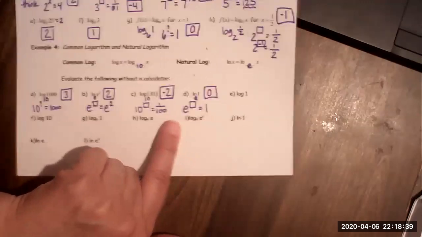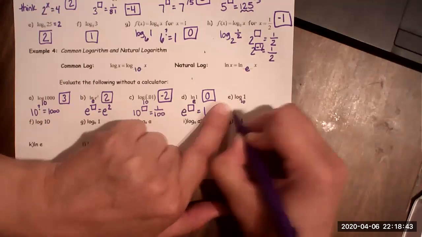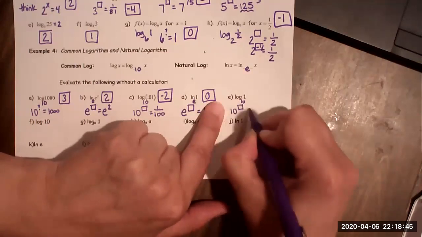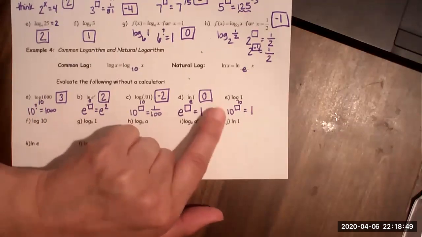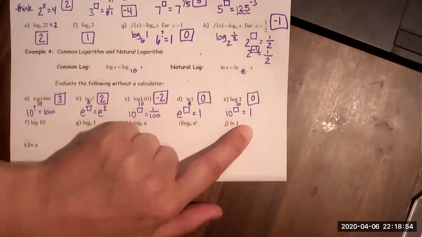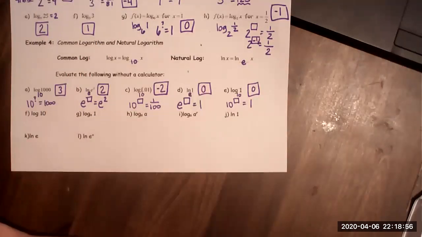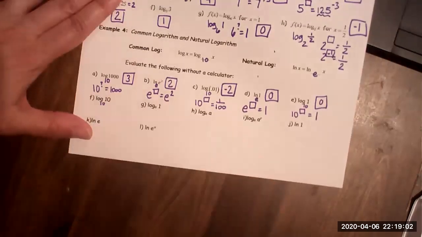Okay. Log of 1. Log is always base 10. So 10 to the what power equals 1? Anything to the 0 power equals 1. So my answer is 0 again. Okay. Here. Let's try to do this without writing it down.